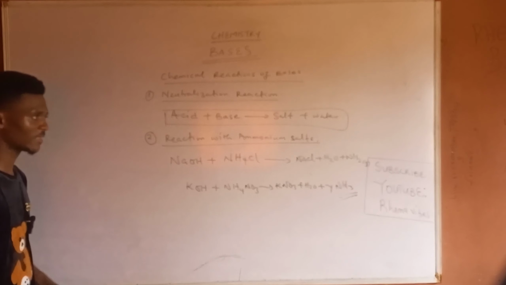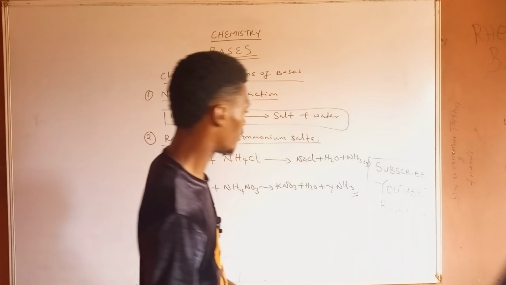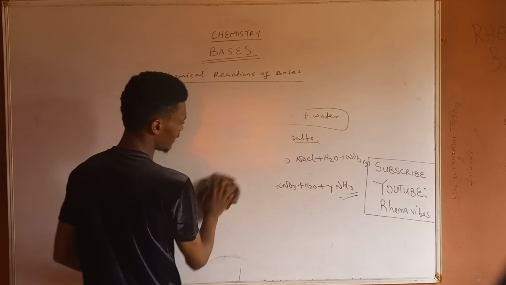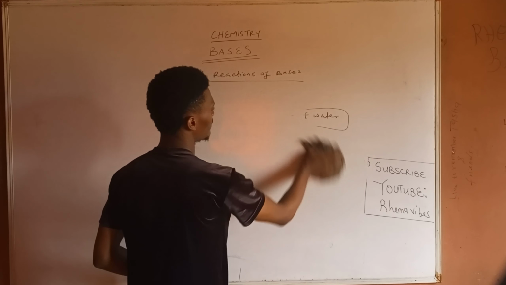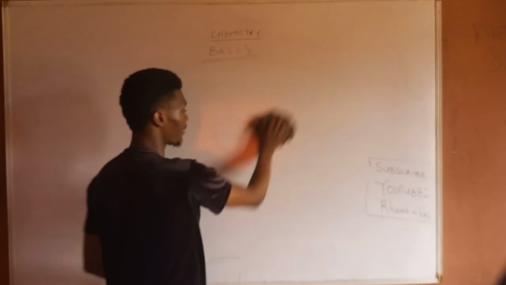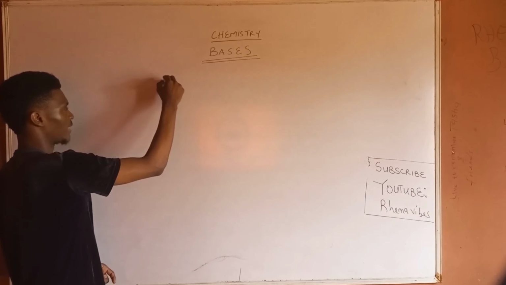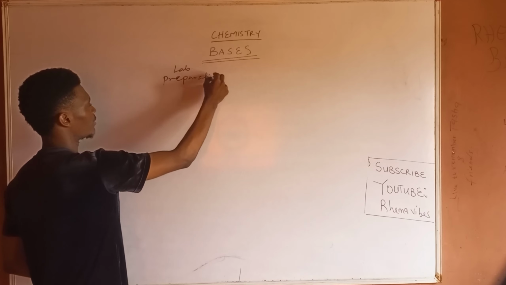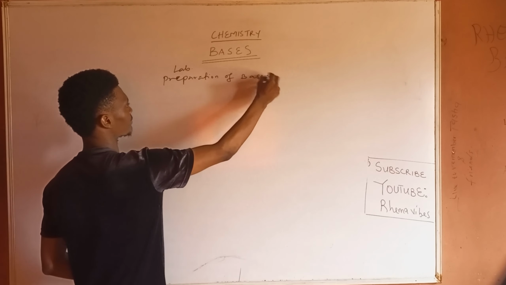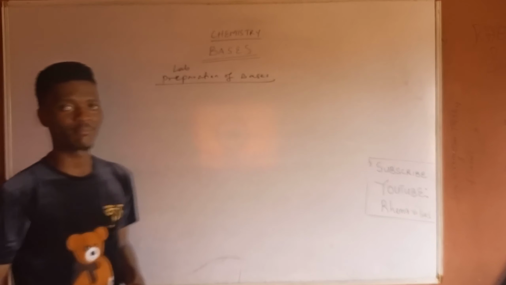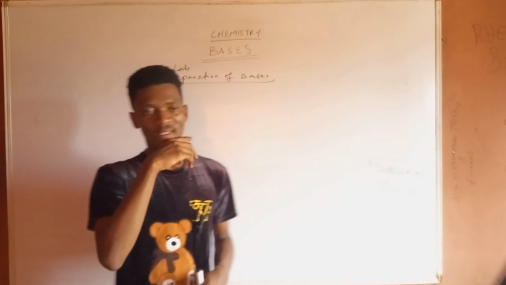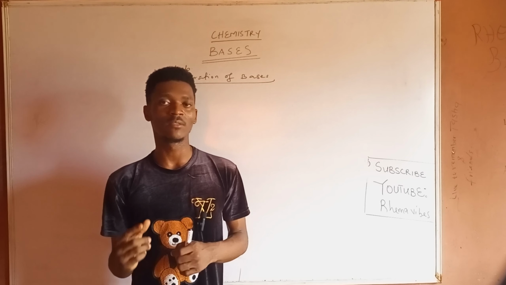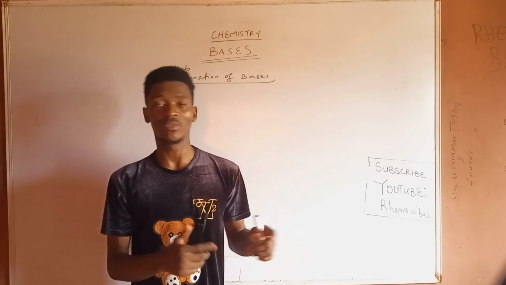All right. So that's that about the chemical reactions of bases. There are not many things about bases, but you can actually prepare bases too. That's the laboratory preparation of bases. Now, how can we prepare bases? It's very easy. We can simply dissolve some metals, group 1 metals, in water, and then obtain a base with the liberation of hydrogen.